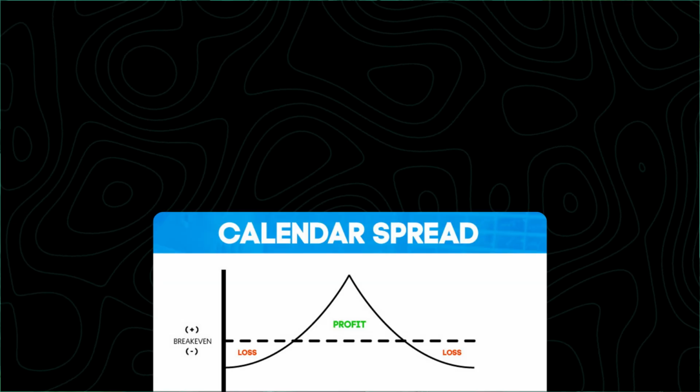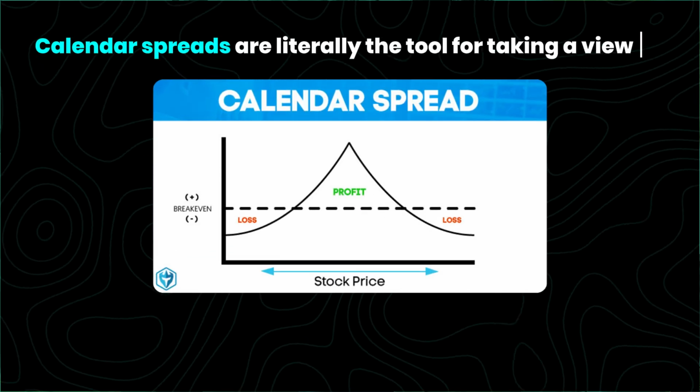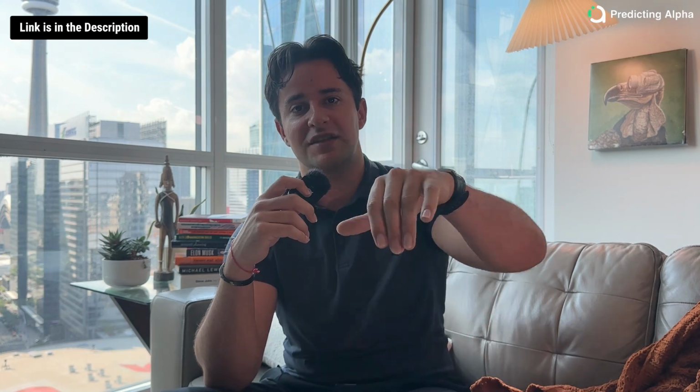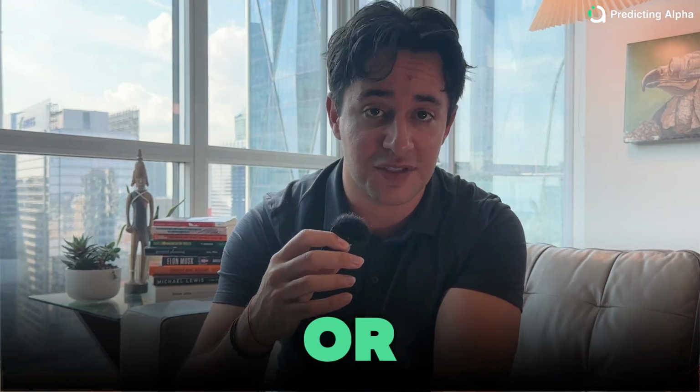Happy to help. There are also major implications about understanding term structure when it comes to trading calendar spreads. I know a lot of people like to trade calendar spreads because it's a debit position and it still kind of has this short vol exposure. But what people often forget is that calendar spreads are literally the tool for taking a view on term structure. In fact, in PA, in Predicting Alpha, we have an entire strategy based around trading calendar spreads, which literally uses the steepness of the term structure as the signal about whether to be buying or selling calendar spreads.